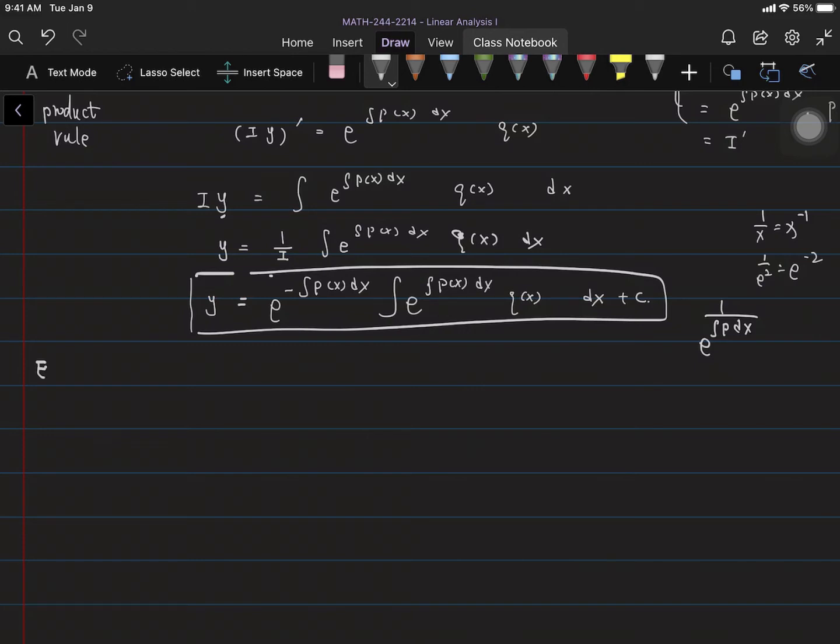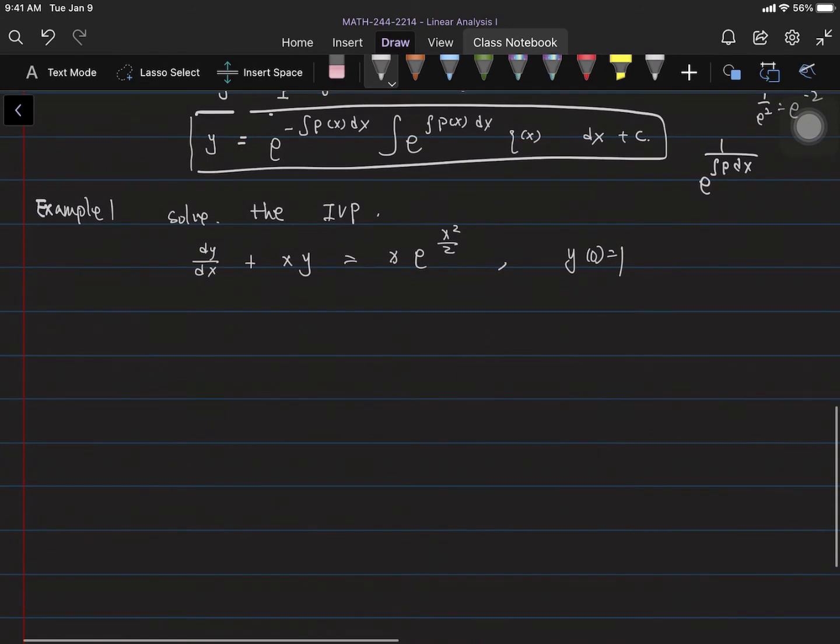Let's take a look at example 1. Solve the initial value problem. And this initial value problem means we have a differential equation, we also have an initial condition, right? So let's take a look at this: dy over dx plus xy equals x e to the x squared over 2. And what's the initial condition? y(0) equals 1. So this is the initial value problem.